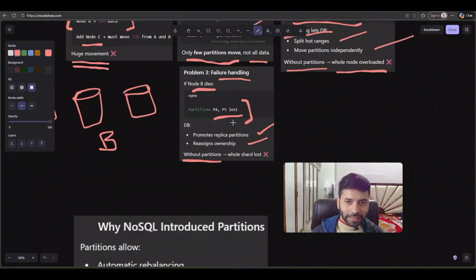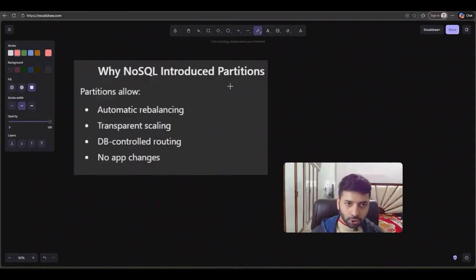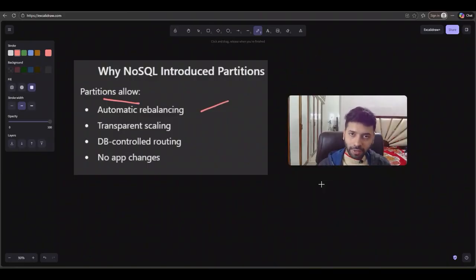NoSQL databases. So, if we ask why NoSQL introduced partitions, it's because partitions allow automatic rebalancing. As we discussed with the consistent hashing approach, the load will be distributed evenly, and in case a node is added or removed, that is also handled very well using partitions. Similarly, it is really good for scaling, and it provides DB-controlled routing. So using partitions, everything can be handled by the database and no application level changes are required.